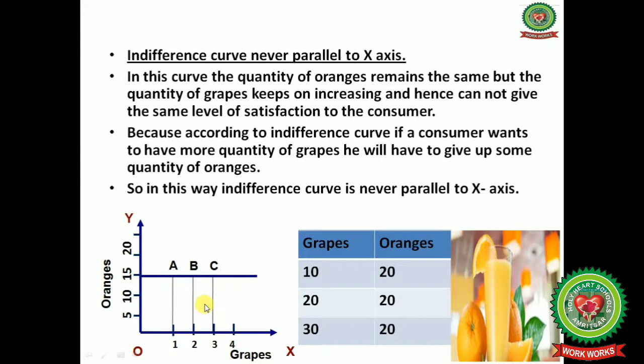and hence cannot give the same level of satisfaction to the consumer, because according to the indifference curve, if a consumer wants to have more quantity of grapes, he will have to give up some quantity of oranges. So in this way, indifference curve is never parallel to x-axis. From the table you can see that grapes are continuously increasing and the oranges quantity remains the same. This is not according to the indifference curve definition.